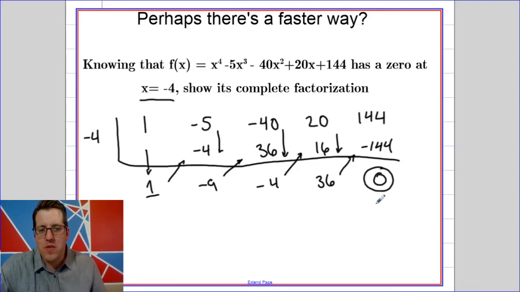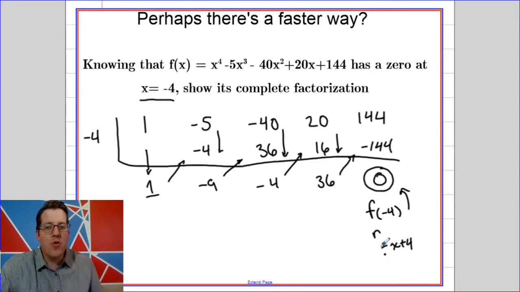So here's what we found. We found f of -4, which is also the remainder when we plug in -4 or when we divide by x plus 4.